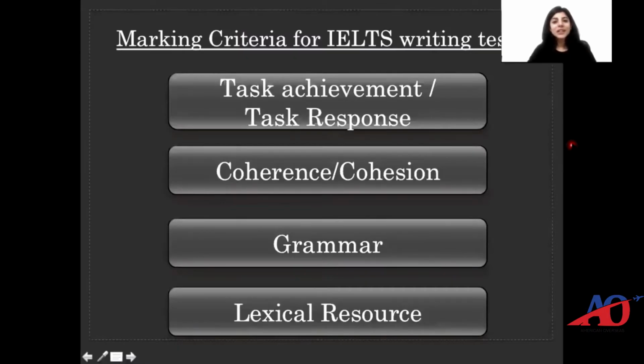There are 4 criteria that you're marked on: task achievement or task response, coherence and cohesion, grammar, and lexical resource. Lexical resource is vocabulary. Each of these criteria accounts for 25% of 9 bands in writing. Let's have a look at task achievement and task response first.